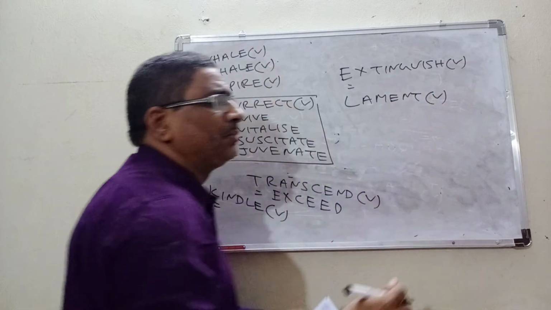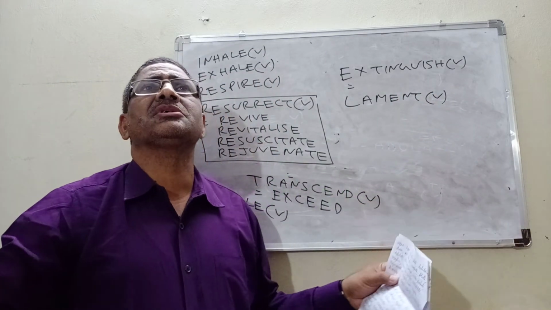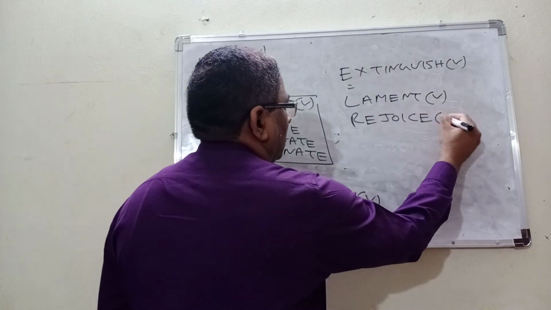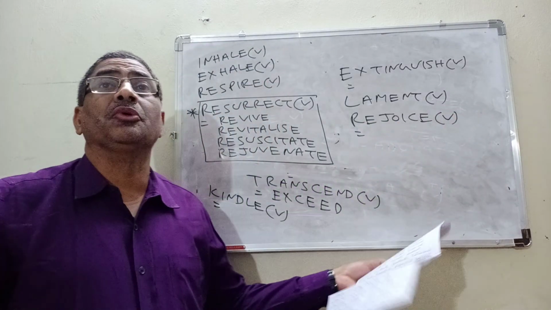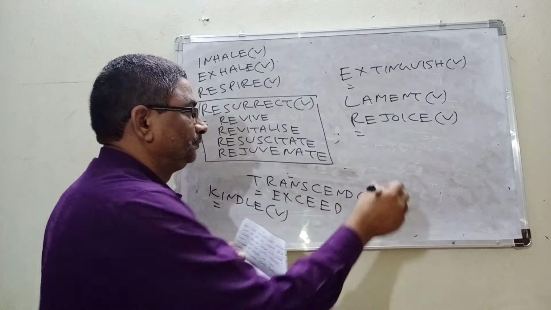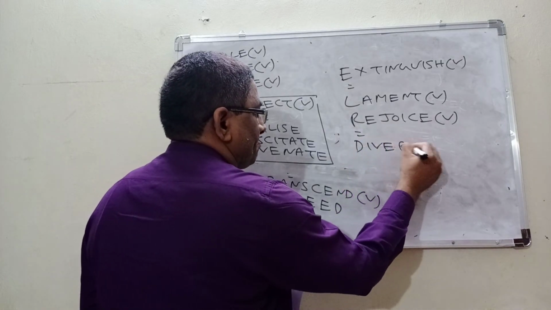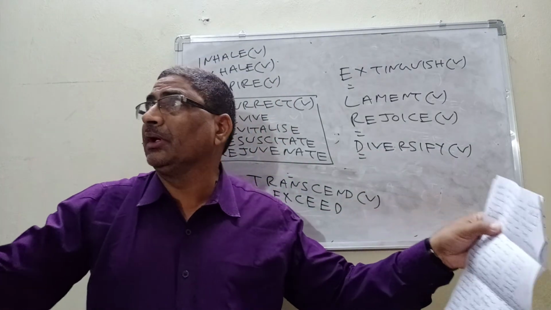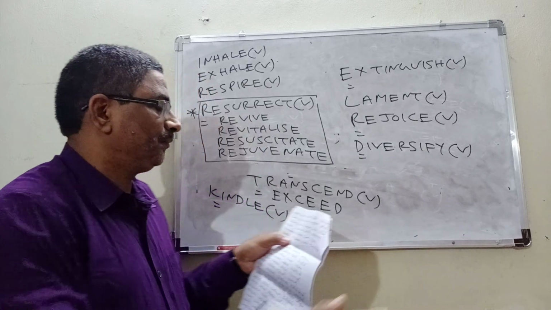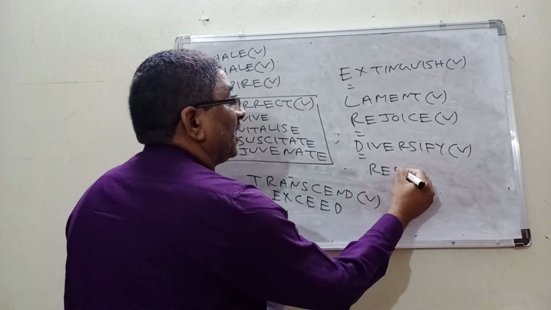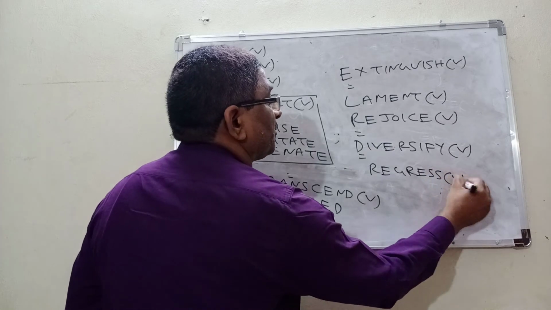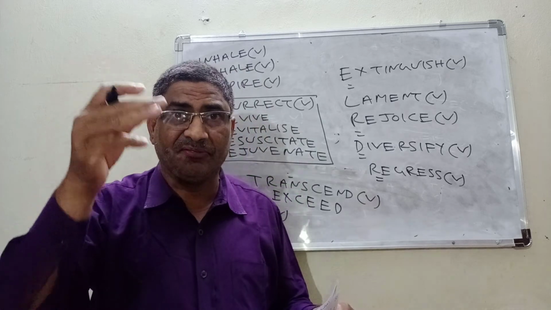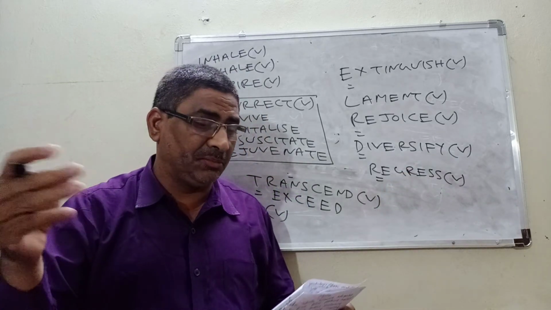Lament. I deeply lament, to express grief, to express sorrow. Rejoice. Rejoice means to feel happiness. Diversify. What is diversify? To divide into different directions is called diversify. Next word, regress. We know progress. Progress and regress are opposite words. Progress meaning is to go in the forward direction. Regress meaning is to go in the backward direction.